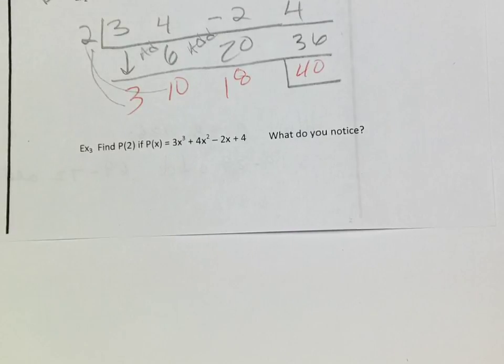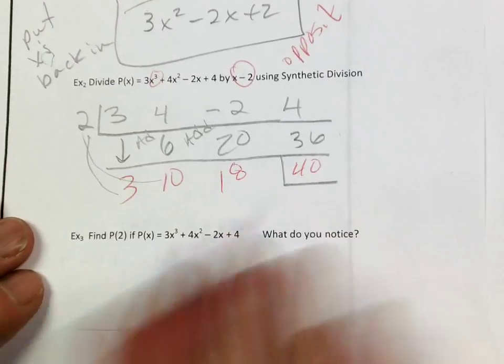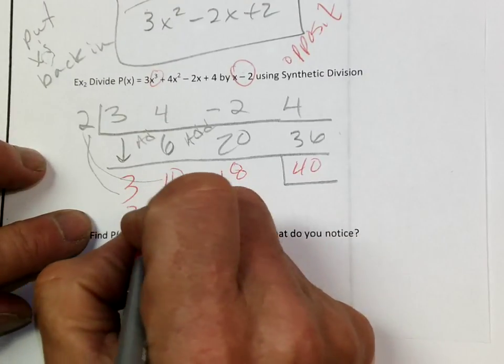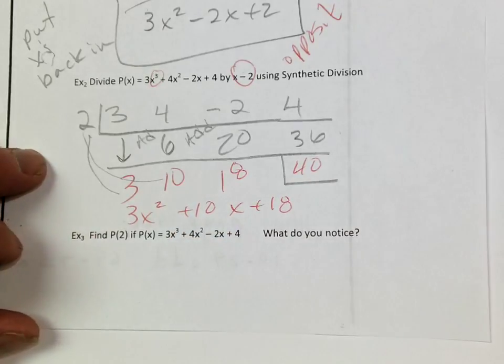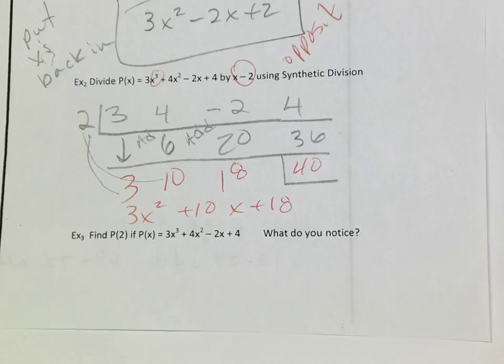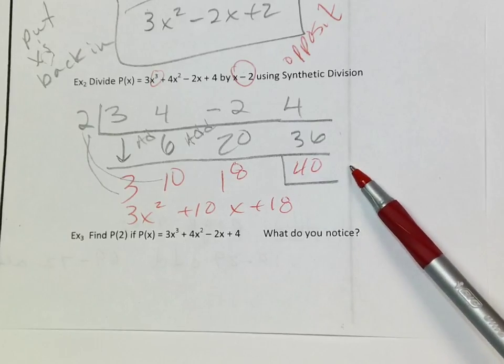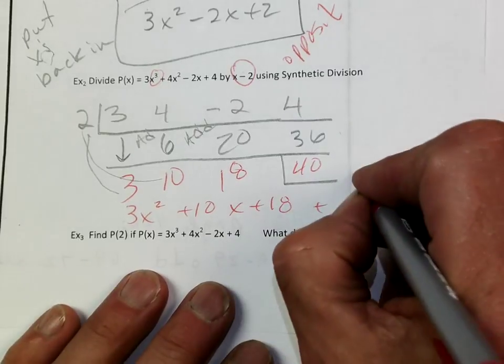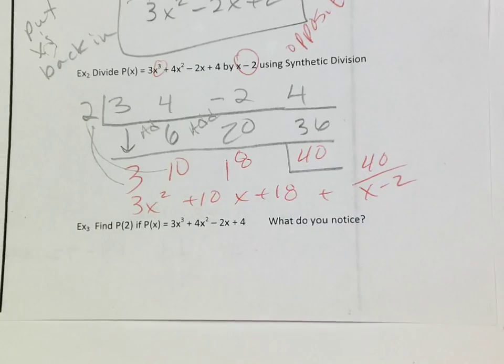Everybody agrees it's easy? Now, let's put it back in the x's, okay? So the problem really has to do with x's. It started as an x cubed, right? So the answer's got to be an x to the second. So it's going to be a 3x to the second plus a 10x plus 18. And then the 40 is a remainder. Now, this one's not a factor. It is not a factor because you got a remainder other than 0. Anything but 0, it's not a factor. So it's going to be plus 40 over my x minus 2. Thumbs up? Did everybody get that answer?